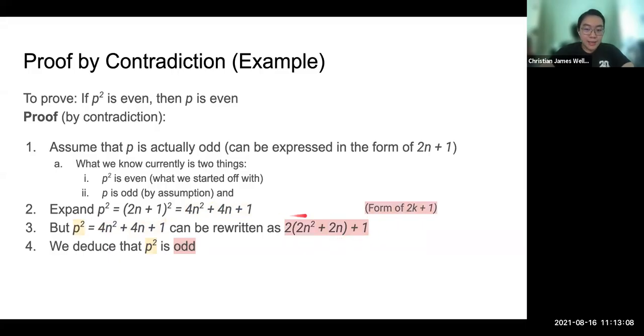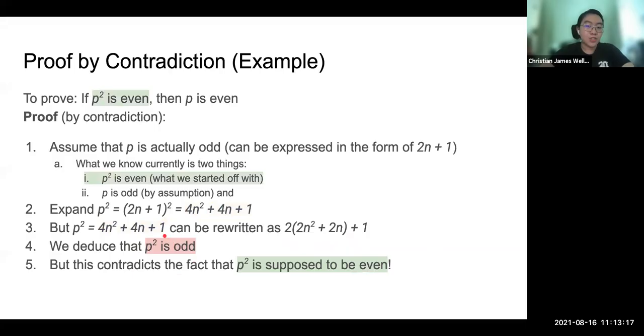So because this can be rewritten in the form 2k plus 1, p squared is actually odd. It's actually an odd number. But this contradicts the fact that we started off with p squared being even. So there's a contradiction here. What went wrong is our assumption that p is odd. Therefore, it must be the case that p is even. So I hope that's clear so far.